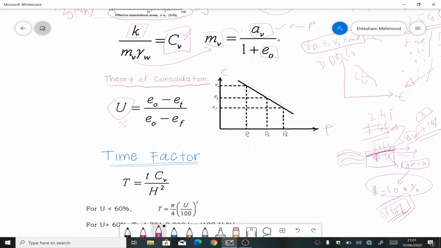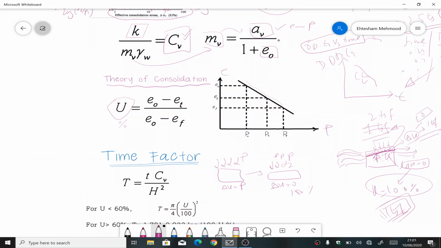This process continues until all the delta U has dissipated, and we just learned that once delta U has reached 0, we say that the sample has 100% consolidated, and under the same load there will not be any further reduction in volume. If this is the initial condition when the sample was not loaded, and this is the final volume after the loading, then the load P is placed here. At this point delta U is equal to the load P, and the P load sustains here, and now delta U has become 0. So this means 100% consolidation.